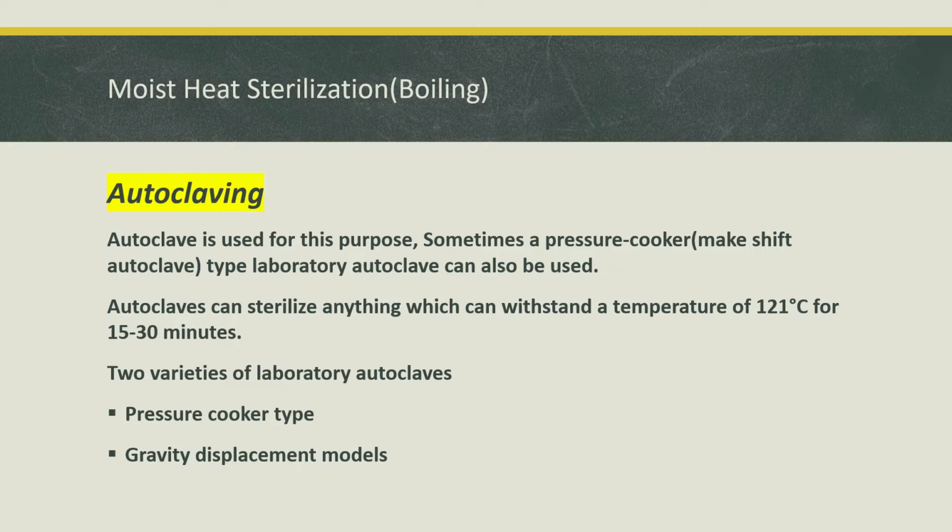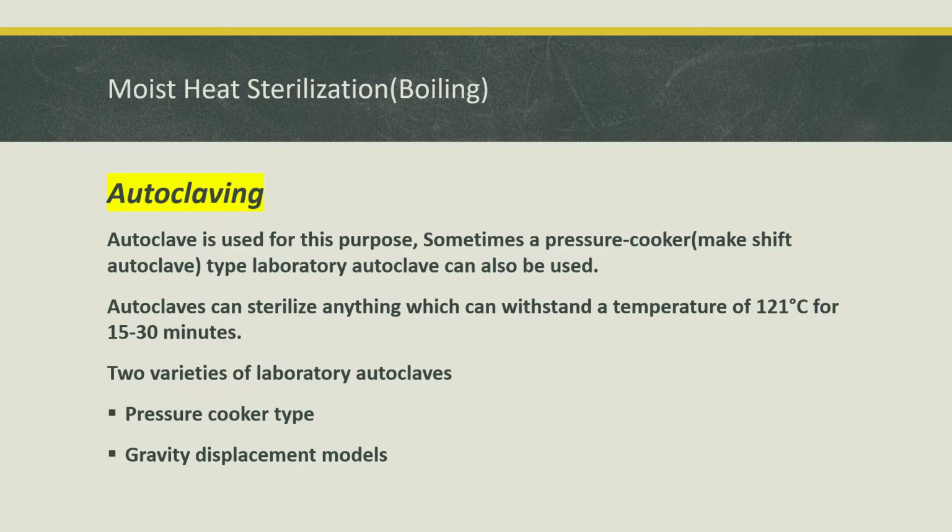can also be used. So autoclaves can sterilize anything which can withstand a temperature of 121 degrees centigrade for 15 to 30 minutes. So anything that can withstand a temperature of 121 degrees centigrade for 15 to 30 minutes is eligible for autoclaving. So two varieties of laboratory autoclaves are there, pressure cooker type and gravity displacement models.